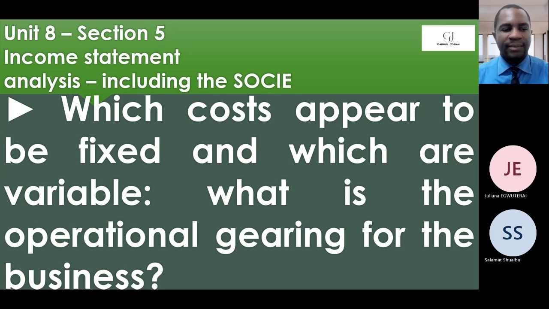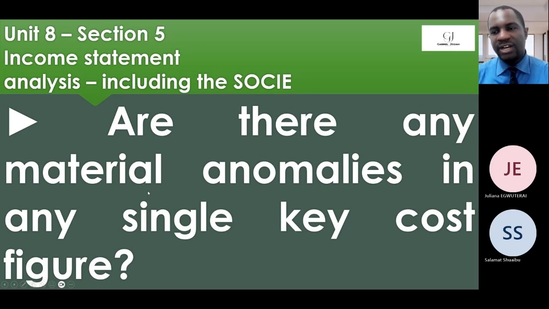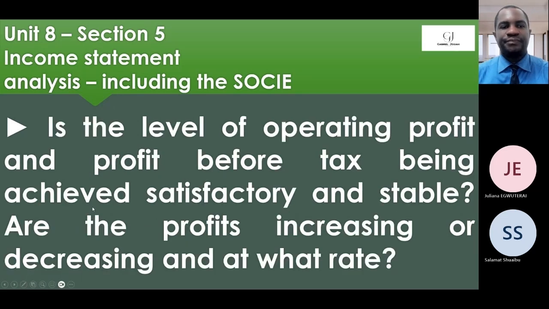All right. So we're talking about operational gearing for the business. What is the operational gearing? Is it debt driven or equity driven? Very important. Are there any material anomalies in any single key cost figure? So when you look at the cost, direct cost, is the inventory or in the cost of sales or the indirect cost, is it very high? Are there any anomalies in any cost? Looking at their size and materiality, you need to point them out at this point.